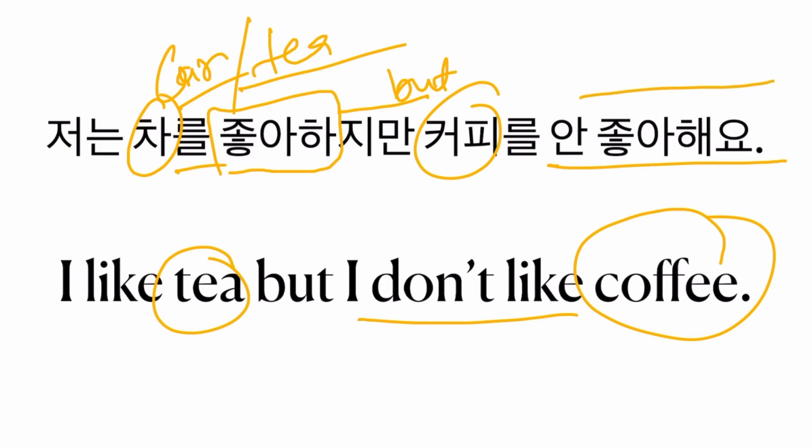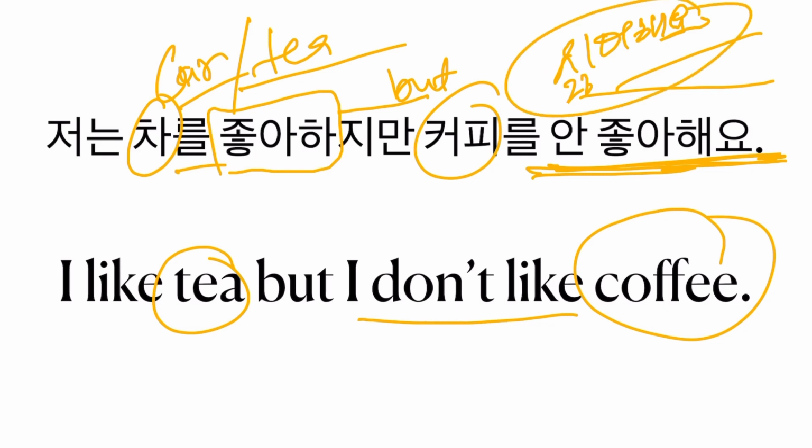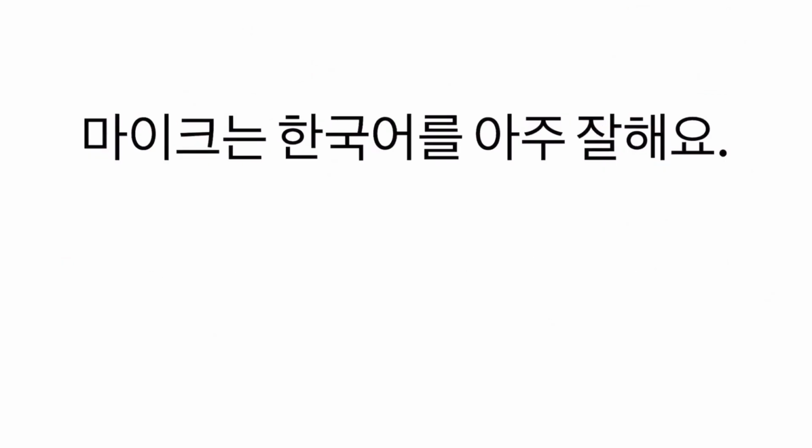I don't like coffee. You can also use the word 싫어해요. 싫어하다. But 싫어하다 is like I dislike. This is just like I don't like. So there is a difference between don't like and dislike, right? So 싫어해요 will be a little more strong. Let's see the next sentence.